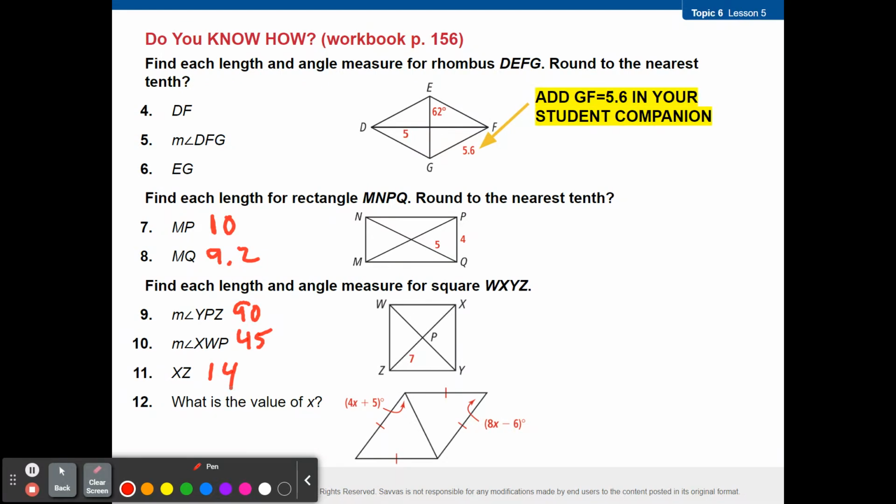Questions on that? Number 8. Okay, so it says find each length for the rectangle. So we're talking MQ, this right here, right? We know this is 4 since it's a rectangle. That whole thing right here is 10 because you're doubling it. So it's going to be 4 squared plus x squared equals 10 squared. So that 10 is the hypotenuse. Does that make sense? Any other questions?